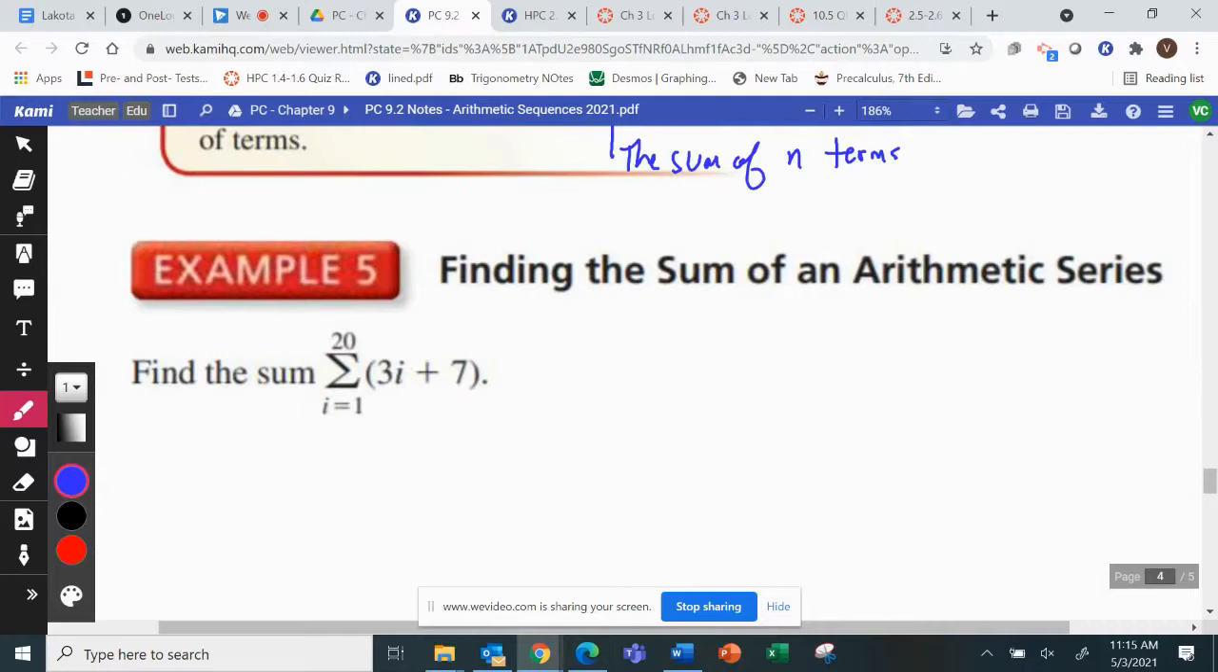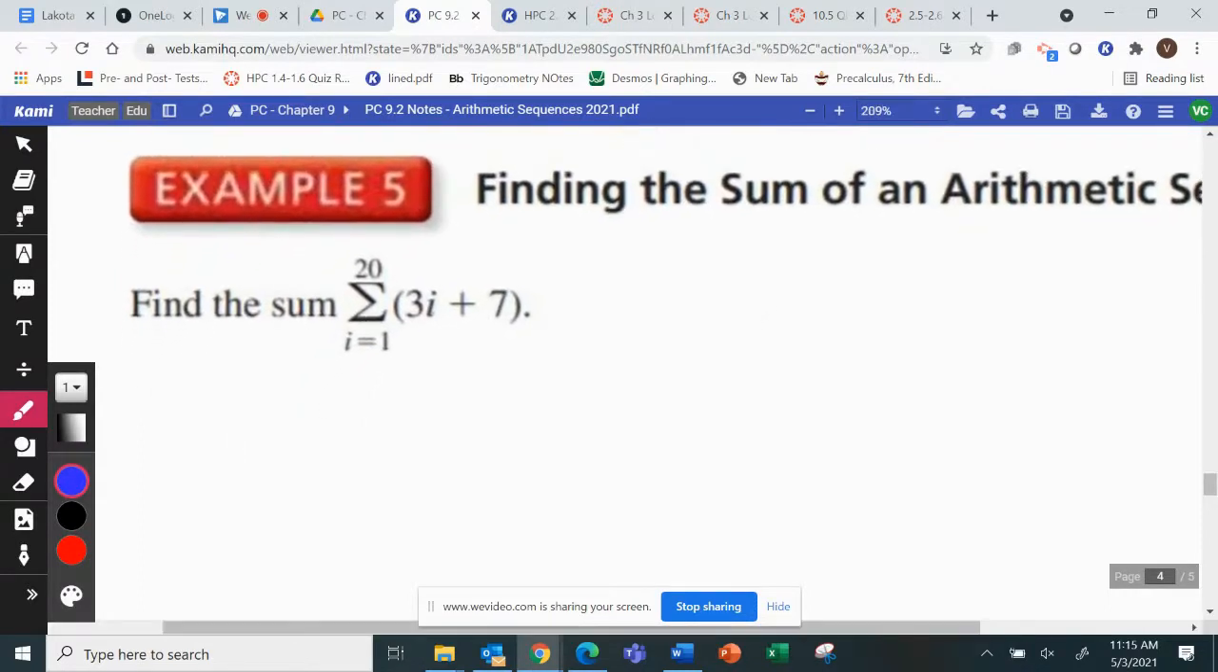So here I want to add together the sum. We're going to have our i's going from 1 to 20. So I personally do not want to add up 20 terms, and this would be a non-calculator question. So I can't just type it in my calculator. So we are going to find a sub 1. We're going to plug in 1 for i, and we'll get 10.